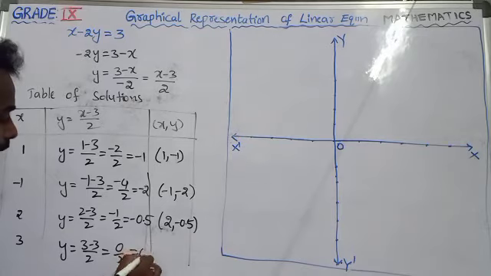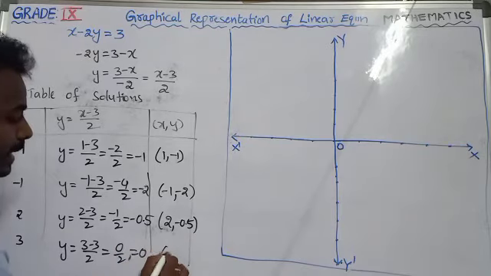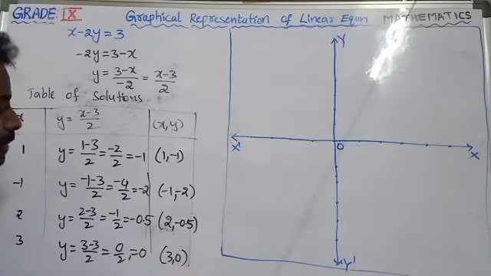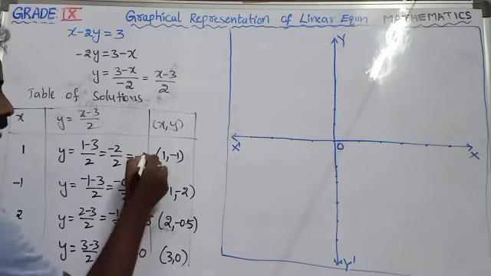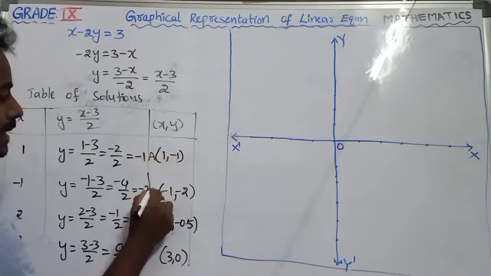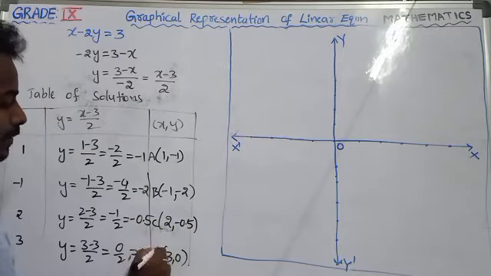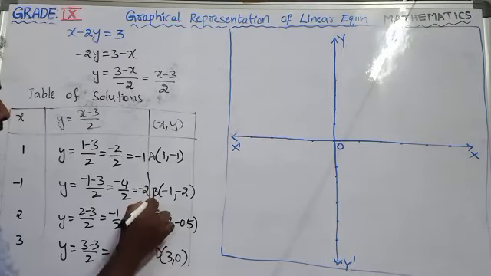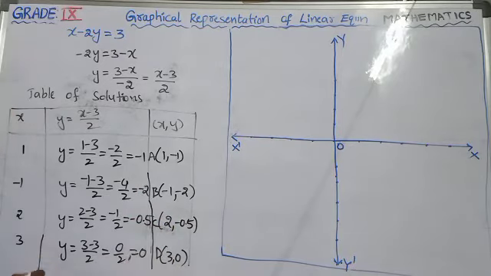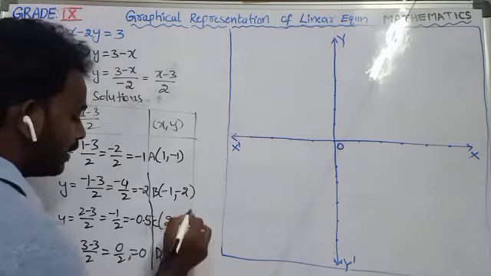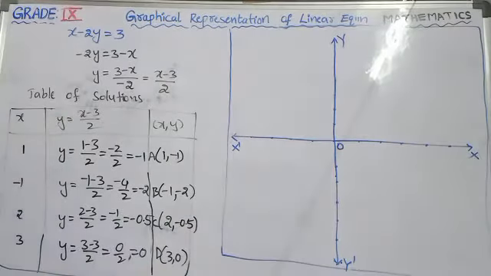Means while taking x is equal to 3, we are getting y value as 0. So (3, 0) is one of the solutions. So name these solutions as A, B, C, D. Close the box, table of solutions, and write here.